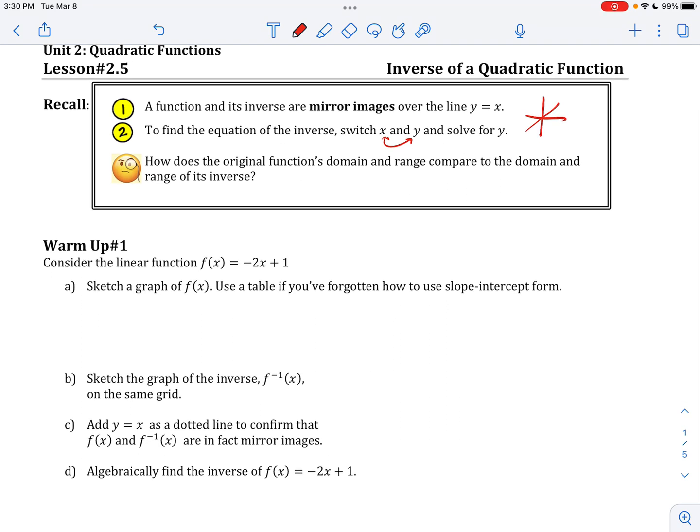And yeah, think about this. How is the original function's domain and range compared to the domain and range of the inverse? Like everything else, you might imagine, they actually switch places. The domain of the original function turns out to be the range of the inverse, and the range of the original function turns out to be the domain of the inverse.